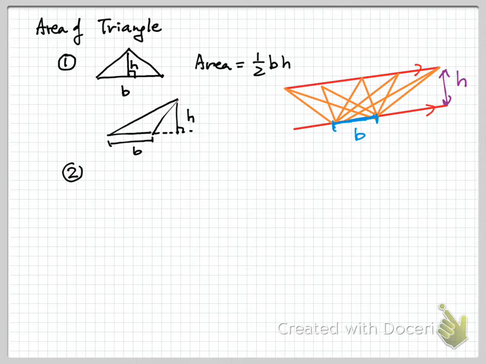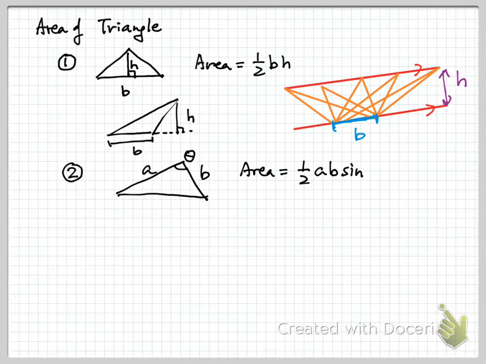Now, alternatively, if you do not have the base, but you have two sides A and B and the included angle theta, then you can also have the area as half AB sine theta. But there's a very important idea: the theta must be the angle between A and B. It does not work if the theta is somewhere else. If theta is not between A and B, then this formula does not work. It's only for A, B and the included angle theta. So that's half AB sine theta.